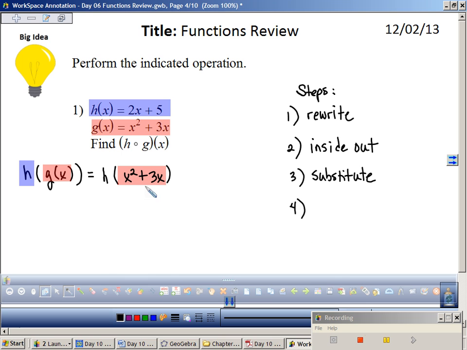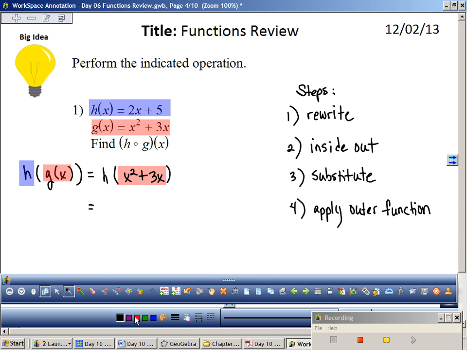Now what do we do? I guess you could say substitute again, but now I'm going to consider the outer function, right? So I'm going to say apply outer function. That's kind of specific, right? Not just solving, but working my way from the inside out. So now I need to apply the outer function. So h of x is right here. Here's my outer function, 2x plus 5. Well, I know my x is this right here, this whole thing.